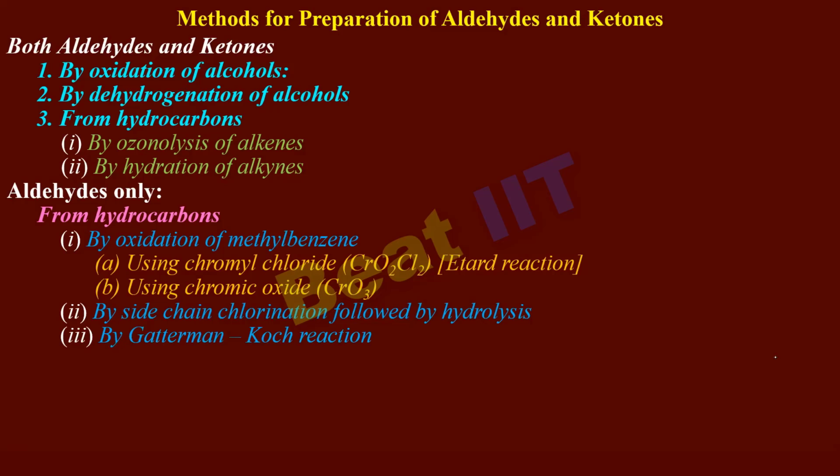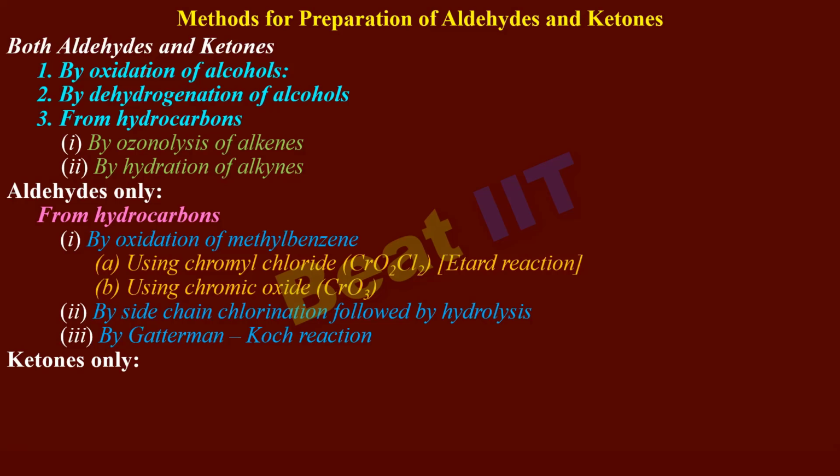Then the third step was by Gattermann-Koch reaction. In this reaction, we talked about that benzene can be converted to benzaldehyde. In first two methods, we talked about toluene. In this method, we are talking about benzene, Gattermann-Koch reaction, and we used carbon monoxide with HCl and anhydrous AlCl3 or CuCl. Benzene converted to benzaldehyde.